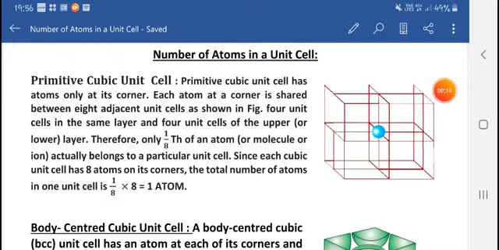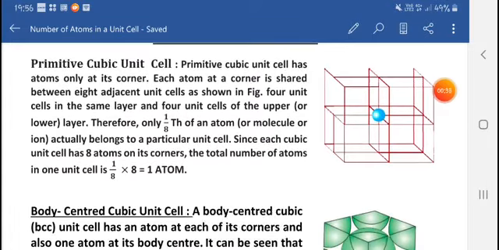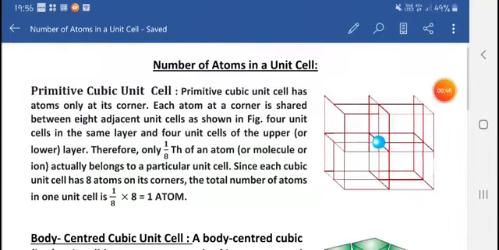What are unit cells? Unit cells are the smallest part of a crystal structure that, when continuously repeated over a long interval in three-dimensional space, gives a complete crystal structure. So now we will discuss the number of atoms present in a unit cell.